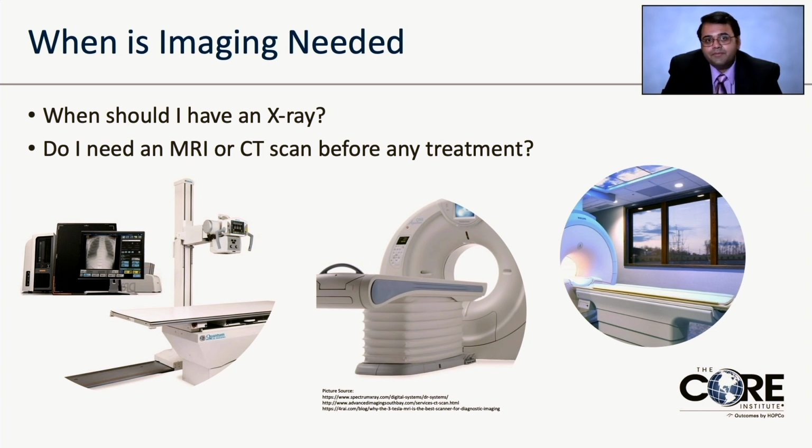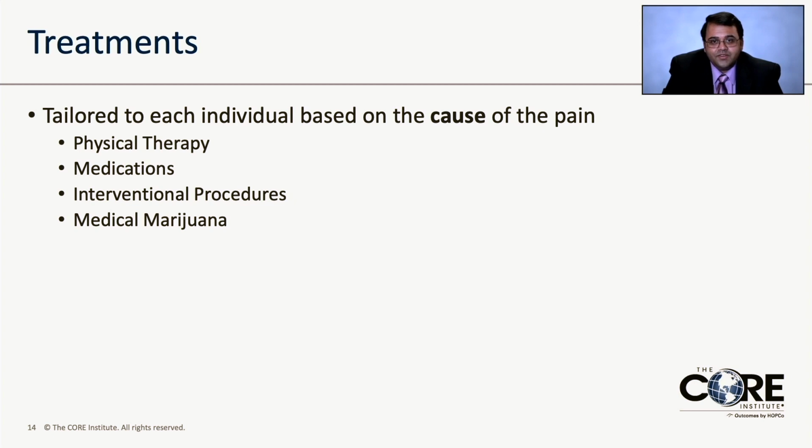So when is the right time to get an MRI or CAT scan? Usually if you fail a conservative approach, or if we're thinking of a compression fracture or anything, then we'll probably opt to get an MRI or CAT scan a lot sooner, or maybe another study. From here we'll talk about some of the treatment options: physical therapy, medications, interventions. We'll even touch on medical marijuana as an option.